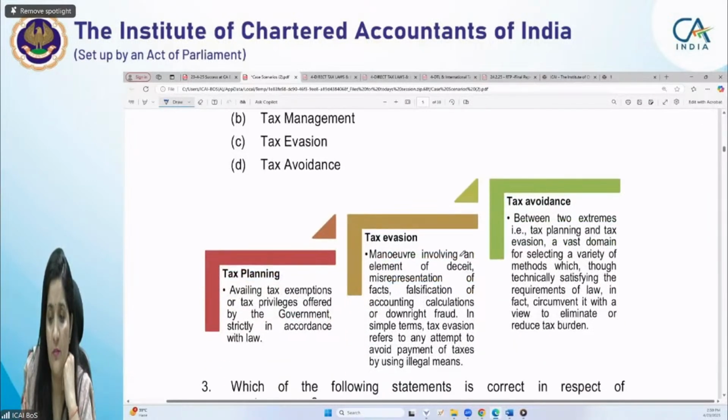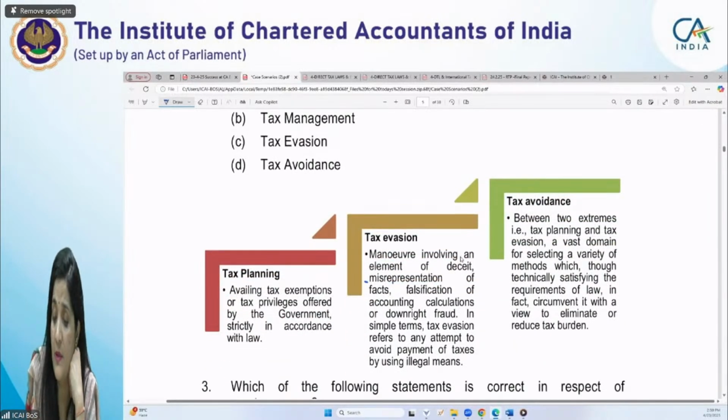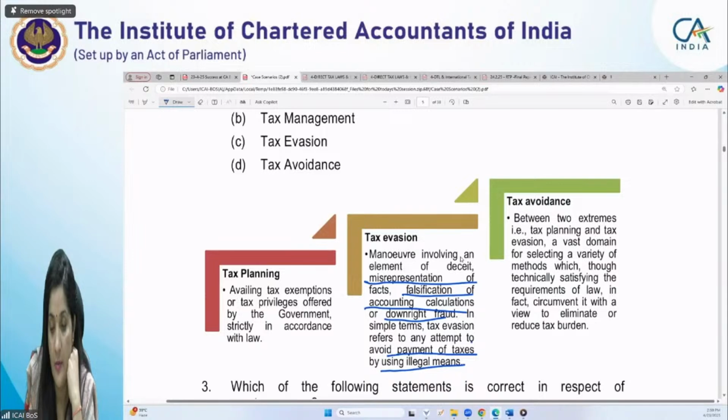Basically what they are doing, you have to write: misrepresentation of facts, falsification of accounting calculation, downright fraud. Tax evasion, basically what is tax evasion? Any attempt to avoid payment of taxes by using illegal means. So here misrepresentation of facts happened, and the company tried to claim the higher rate of depreciation, right?